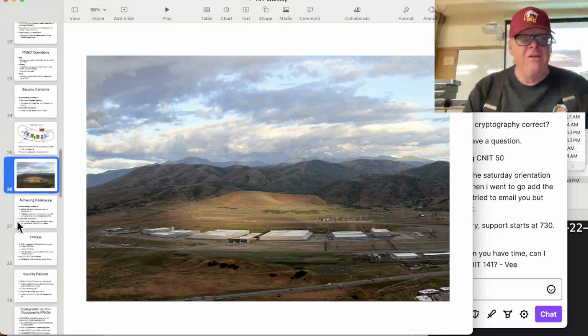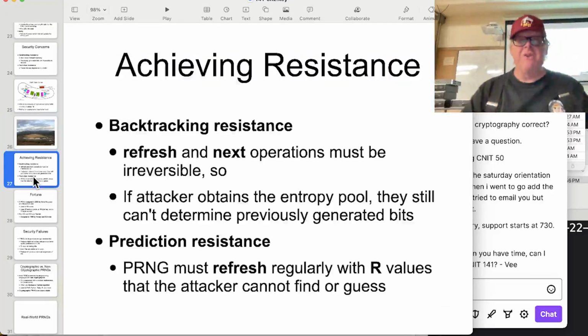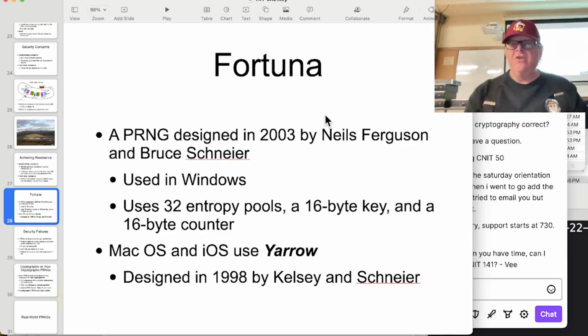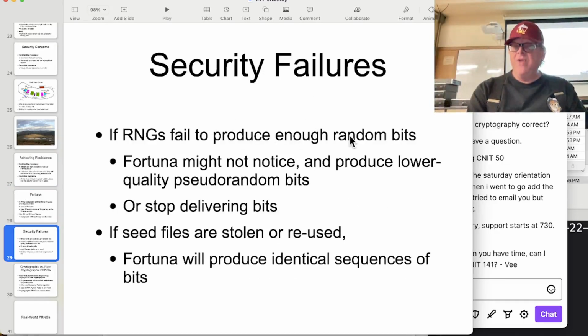An important question, and I have a clear answer, but not a pleasant answer. Anyway, so here's what that means. Your refresh and next operation should be irreversible, so they can't predict the past, and it must refresh regularly with fresh random numbers, so the forward doesn't become predictable. So Fortuna is one Bruce Schneier and Niels Ferguson defined. This is what Windows uses, with 32 entropy pools. Mac OS and iOS use something called Yarrow. These are just ways of taking the random bits and combining them with something like a hash function to create more. So if it doesn't produce enough random bits, Fortuna might not notice and just keep producing lower quality random bits or stop delivering bits.